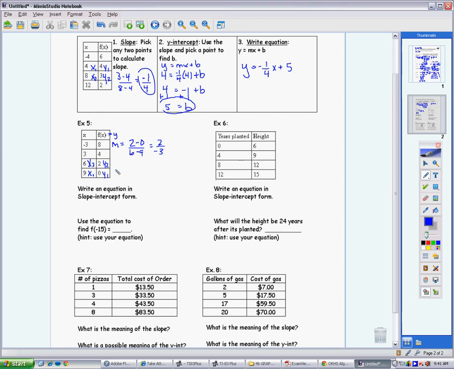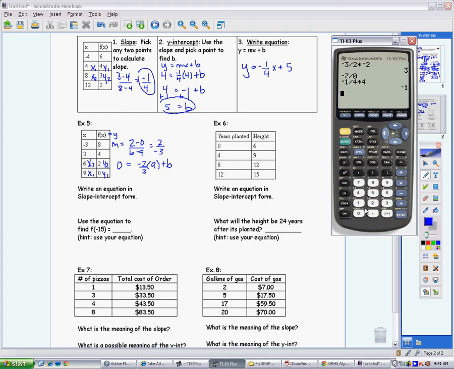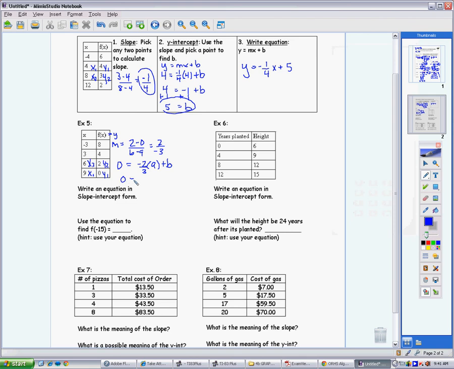And I'm going to pick this 9, 0. So y is 0 equals negative 2/3 times 9 plus b. Bring up my calculator again and do negative 2/3 times 9, and I get negative 6. So 0 equals negative 6 plus b. And then that means I'm going to add 6 to both sides, and my b is equal to 6. So now I have my slope. Now I have my y-intercept, so my equation is y equals negative 2/3 x plus 6.